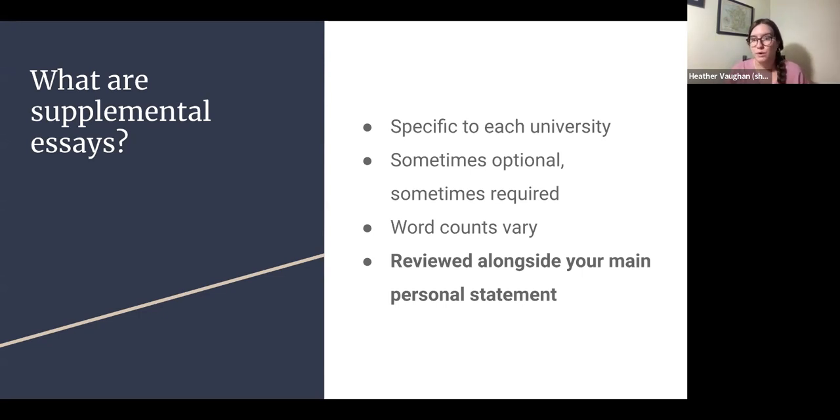Sometimes they're optional and sometimes they're required. So we'll talk in a few minutes about how to approach optional essays. The word counts can vary significantly. Some supplemental essays can be as short as 100 words, and some can even be short answers that might be like 100 characters. Some can also be really long. They can be unlimited or up to 650 words. So the approach is going to vary a lot based on how long the essay is, as well as what the prompt is. And finally, they are reviewed alongside your main personal statement. And so you should always be mindful that when you're working on a supplemental essay, it should complement what you're sharing in your main personal statement, and should not overlap significantly, and should not contradict it. So that's the 101 of what they are.